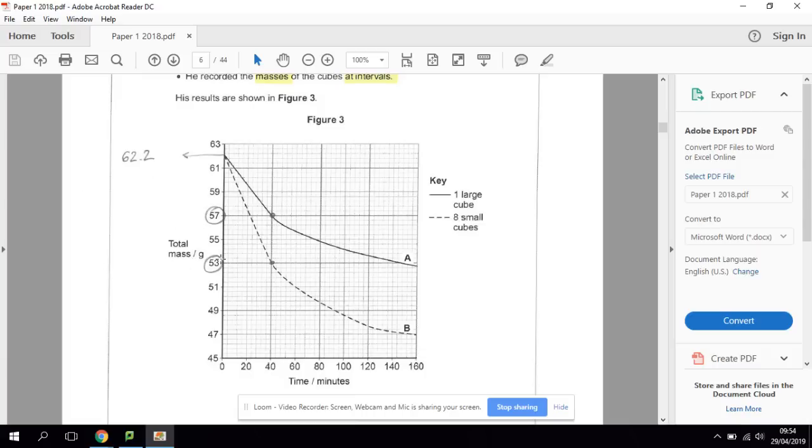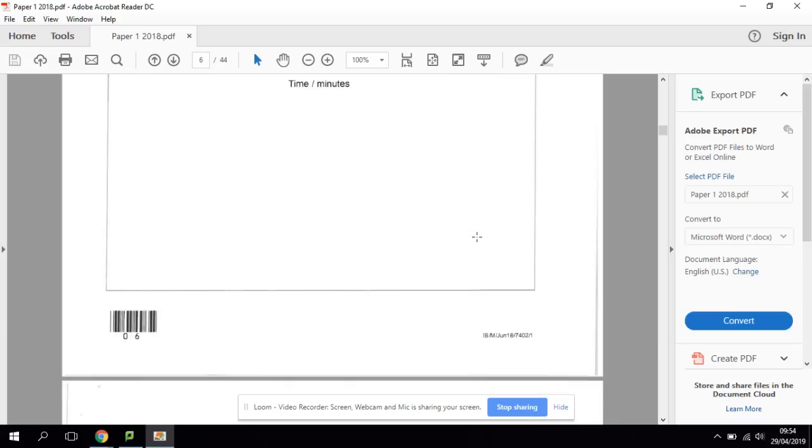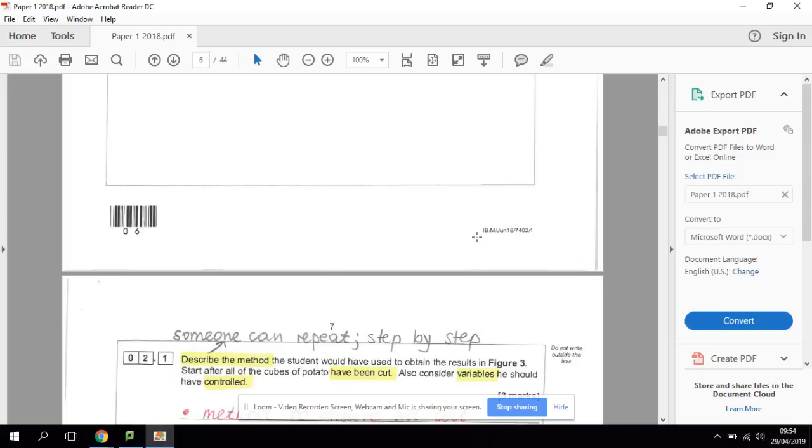So we've got a mass, we've got time, and we've got the key for different types of the cubes. So what we can see on the graph here is we've got different lines for large cube and different for the 8 ones, and then we've got the mass for those. So let's have a look what the question is asking you.